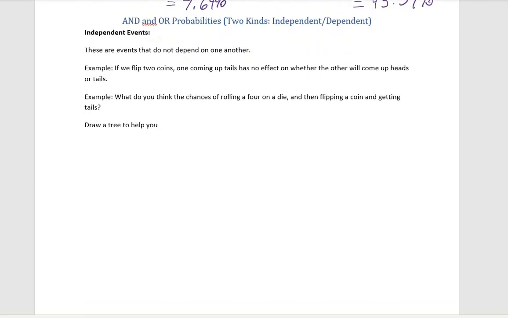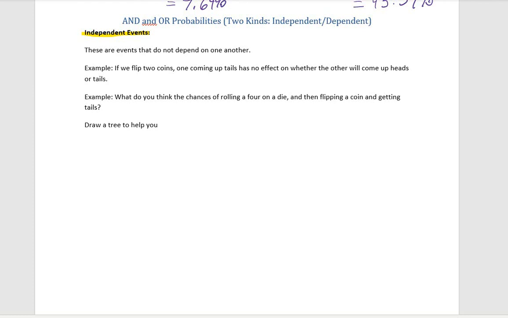All right, so we're going to be looking at and or probabilities, and we're going to be looking at two subsets of those. So there's going to be independent and dependent. So first, we're going to be talking about independent events. So what these are, events that don't depend on one another. So for example, if I flip a coin, okay, if it comes up tails, that's not going to have any effect on whether the next one comes up tails.